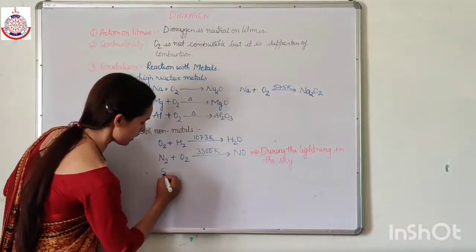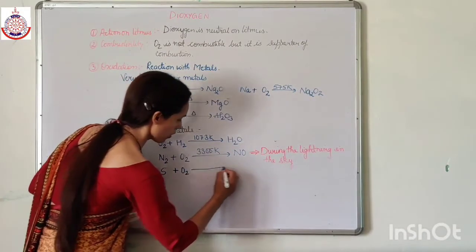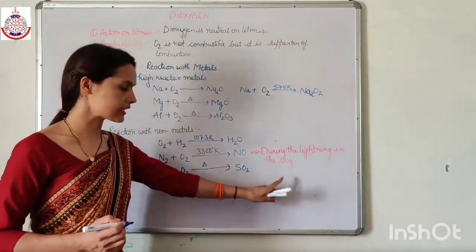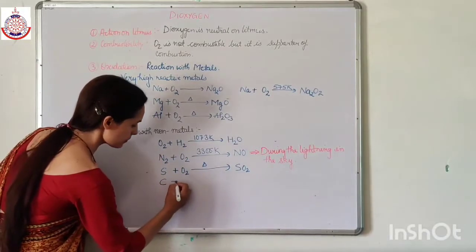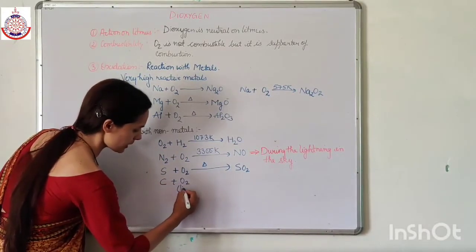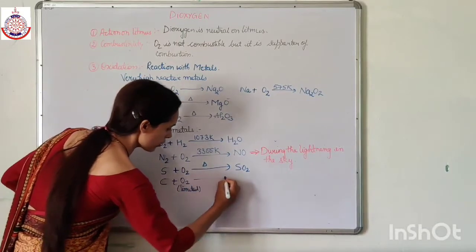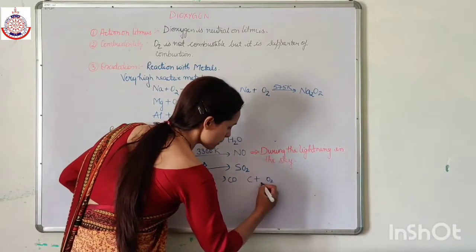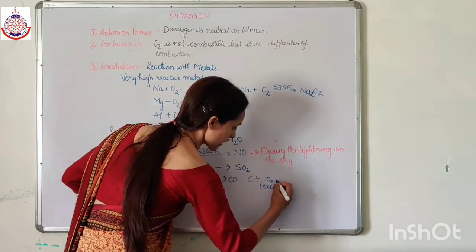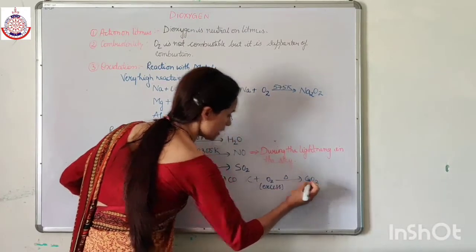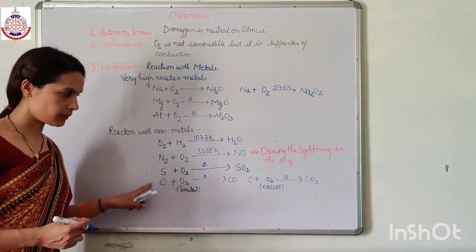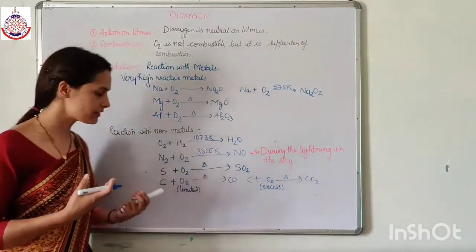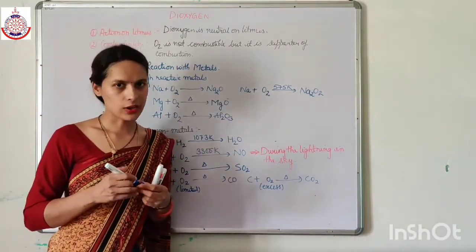Next, reaction with sulfur. S plus O2 on simple heating gives SO2. Similarly, C plus O2. If this O2 is limited, then on heating we get carbon monoxide. But if this O2 is present in excess, then on heating we get carbon dioxide. So dioxygen reacts with carbon to form two products, CO and CO2, and which product forms depends upon the amount of dioxygen.